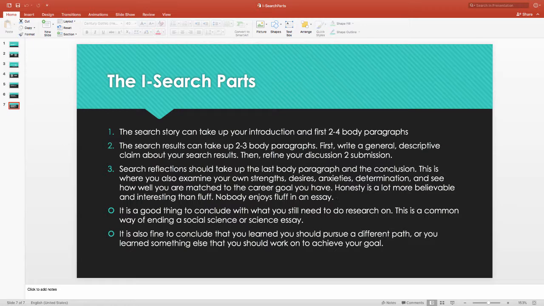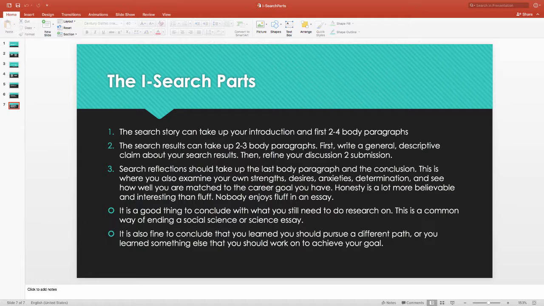You reach word count by saying things that are interesting and develop logically and engage your reader. You don't reach word count by repeating yourself or having empty, overly general language. Nobody likes that. You are to write things that you understand people will read and people will want to enjoy. It is a good thing to conclude with what you still need to do research on. That's a common way of ending a social science or a science essay. What more do you need to know in order to carry on with your career path?